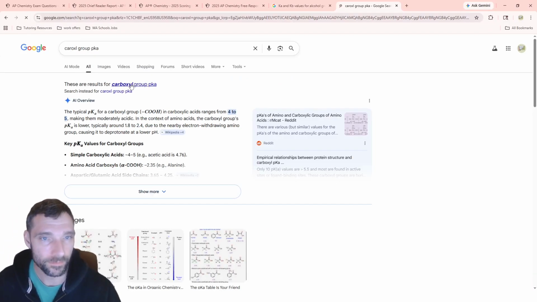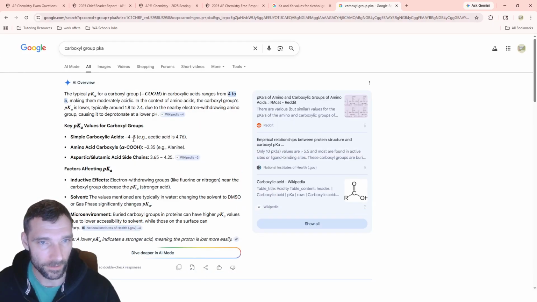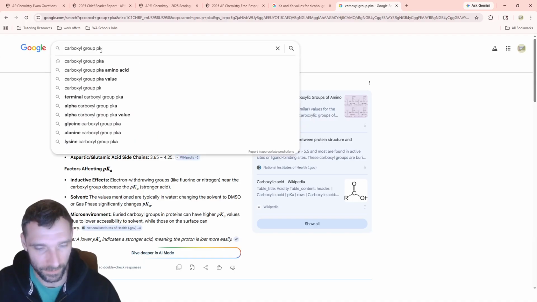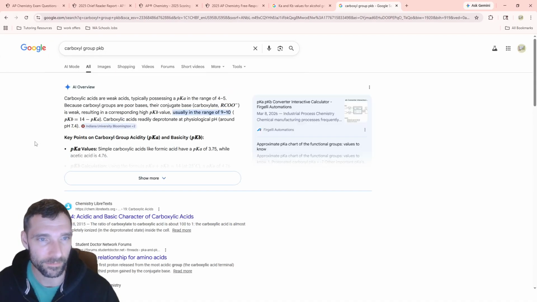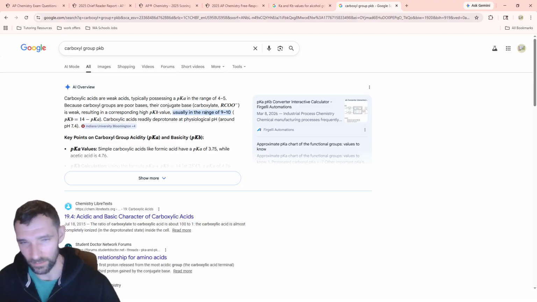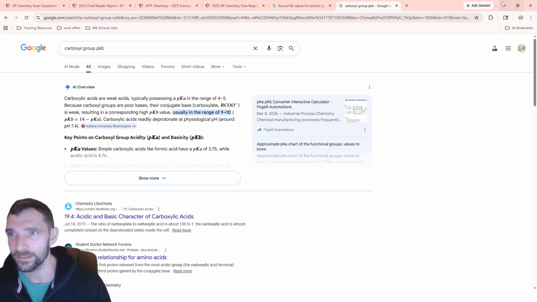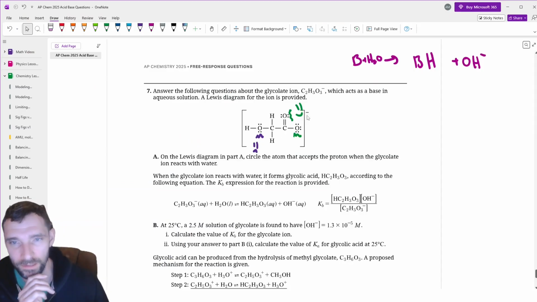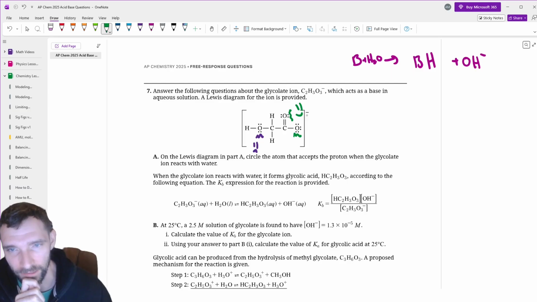pK value, carboxylic acids tend to have a pKa of 4 or 5. So they're weak acids, but they're relatively good at being an acid. Meaning also that if we look at the pKb, it's similarly a weak base, but it's okay at being a base. So this carboxyl group is actually a pretty good spot to put hydrogen. So either one of these would work as places that can accept protons at a somewhat decent rate.